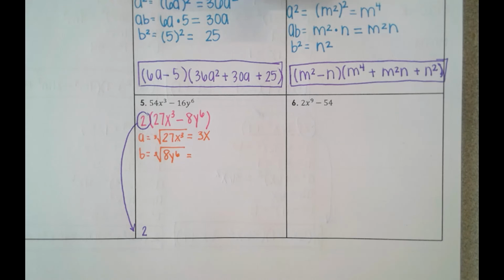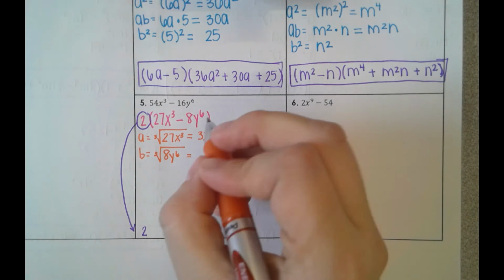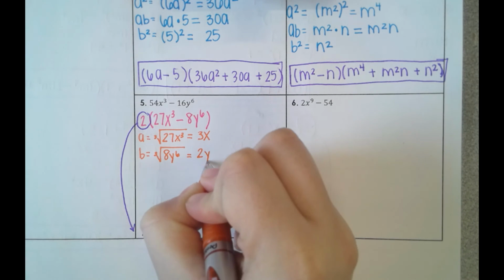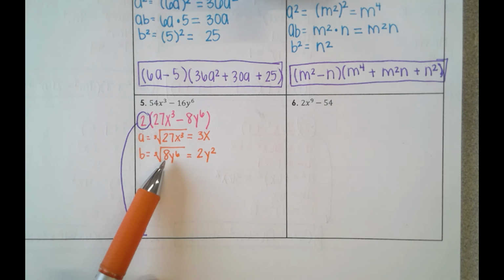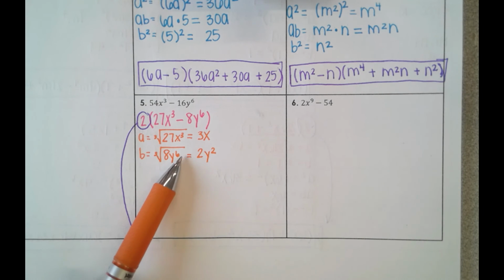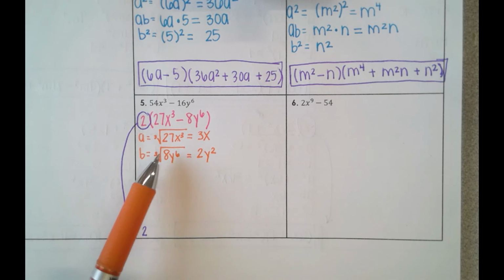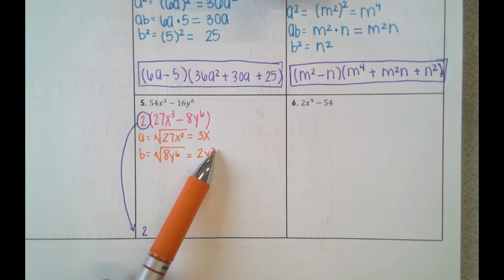Then we have 8y to the 6th. So my b is going to be the cube root of that, which is 2y squared. The cube root of 8 is 2. And then for y to the 6th, we have to divide the exponent by 3. 6 divided by 3 is 2.